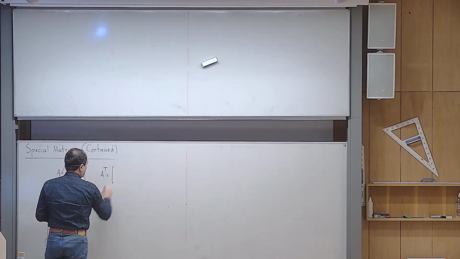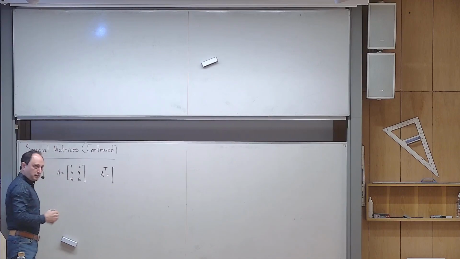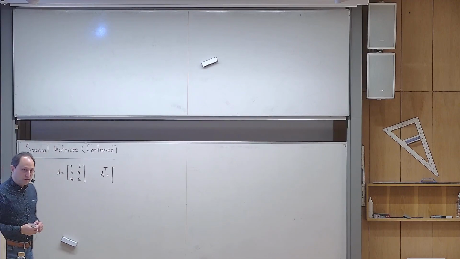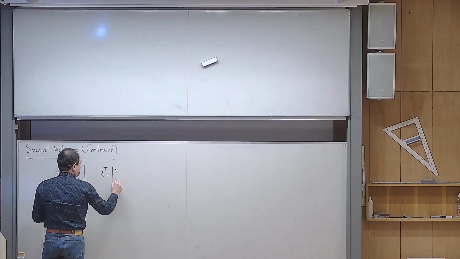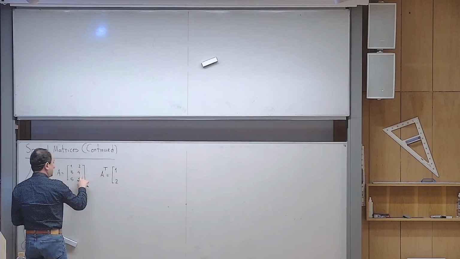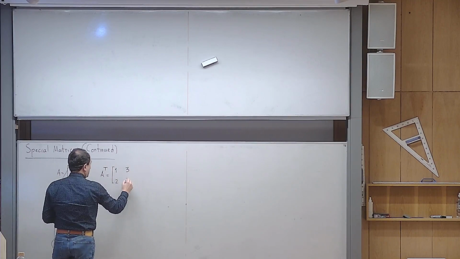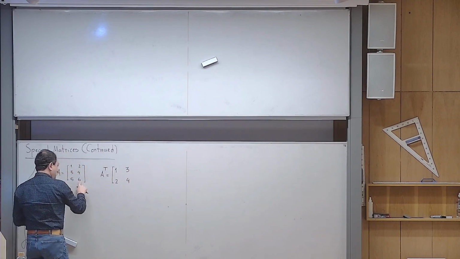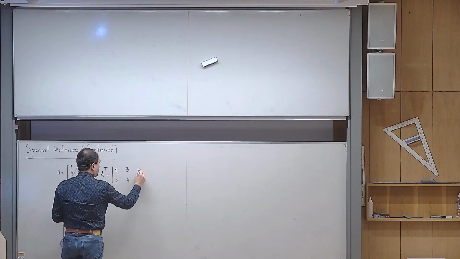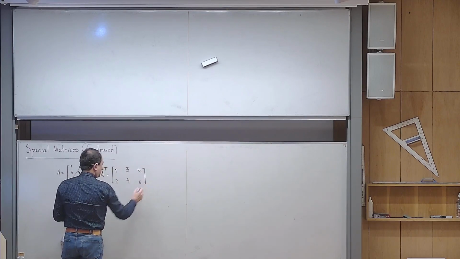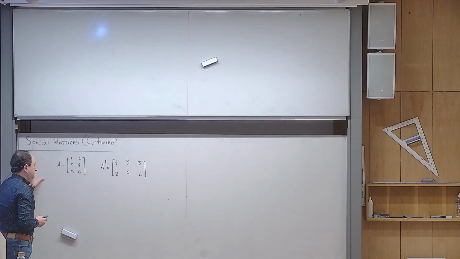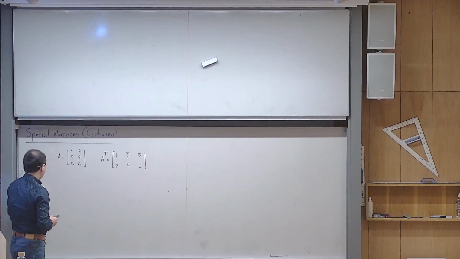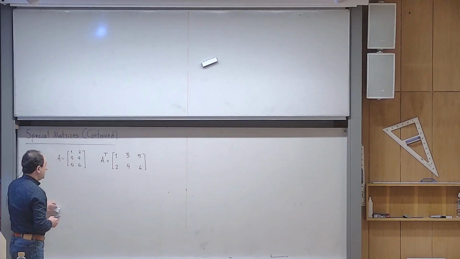It is the matrix whose rows and columns are interchanged. This is the first row, so you write it as the first column. This is the second row, you write it as the second column. And this is the third row, so you write it as the third column. And we learned some rules regarding this.